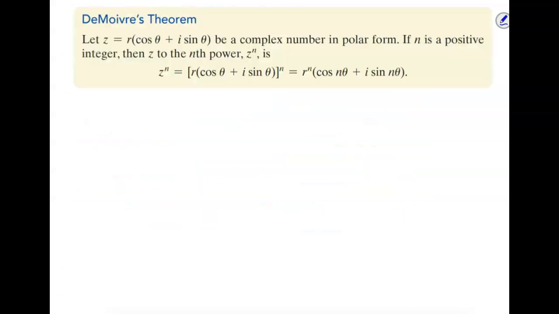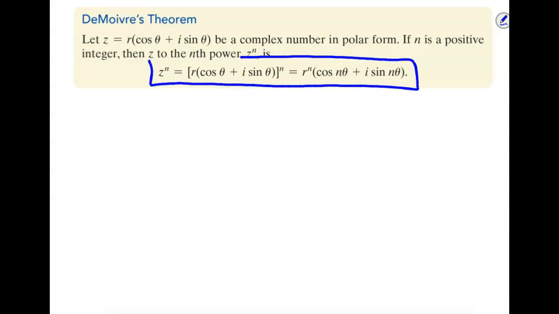All right, so here's our DeMoivre's theorem, where we want to multiply by a power of n. So whatever that power of n is, maybe it's power 5, power of 6, this would be our formula we would use.